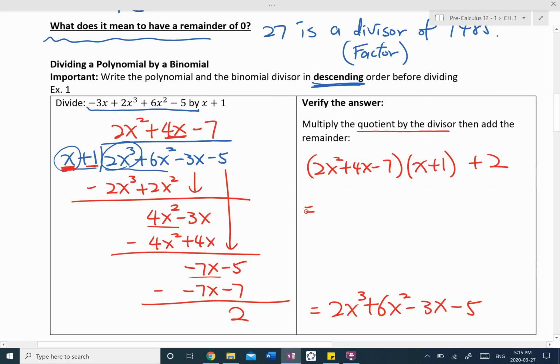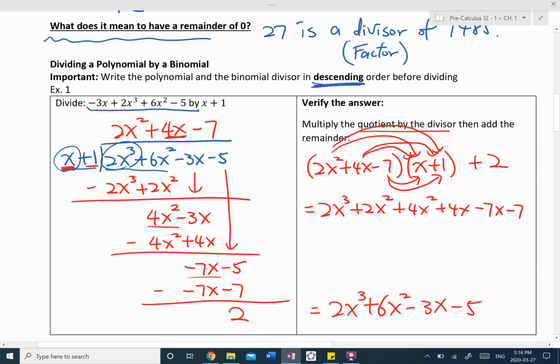Well, now let's check. So now we just need to expand 2x squared plus 4x minus 7 times x plus 1. We have 2x cubed plus 2x squared. That's this times that. You then have plus 4x squared plus 4x. That is 4x times x and 4x times 1. And then finally we have minus 7x minus 7, which is this times that, and negative 7 times 1. And finally we have the plus 2 at the end. I'll put those in brackets, plus 2 at the end.